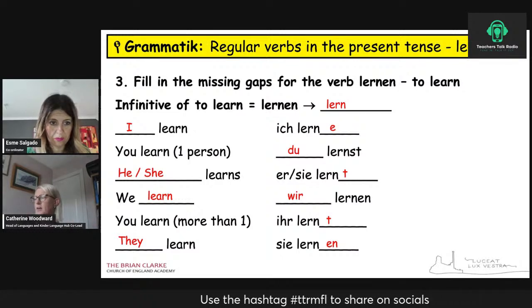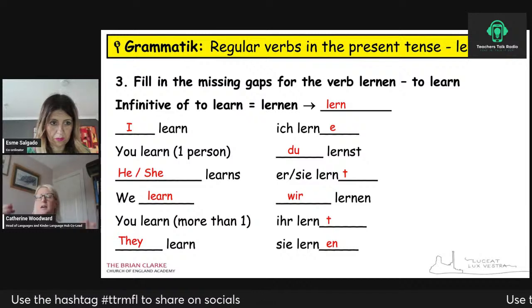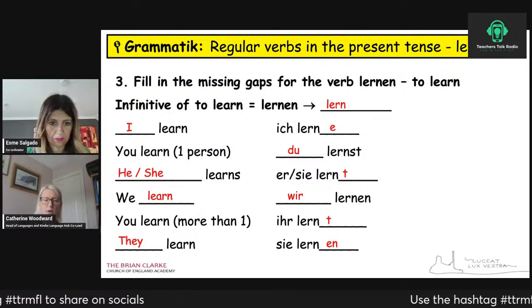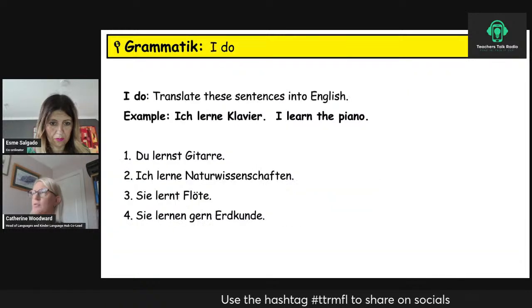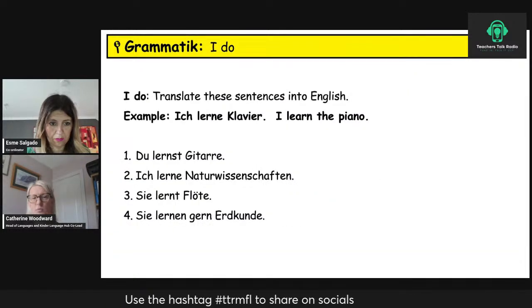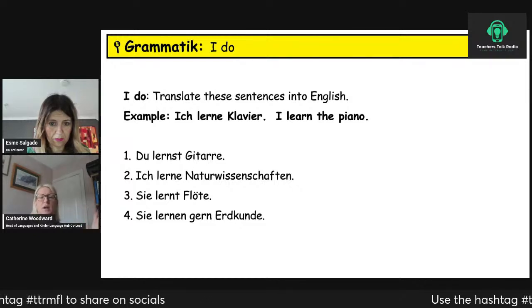So here we have lernen. So how do I make the stem? Remember, we take off the en, and then what are our pronouns? And we look at it like that. Then again, this moving from modelling to independent work, we would then do an I do, we do, you do. So I would start with I do.